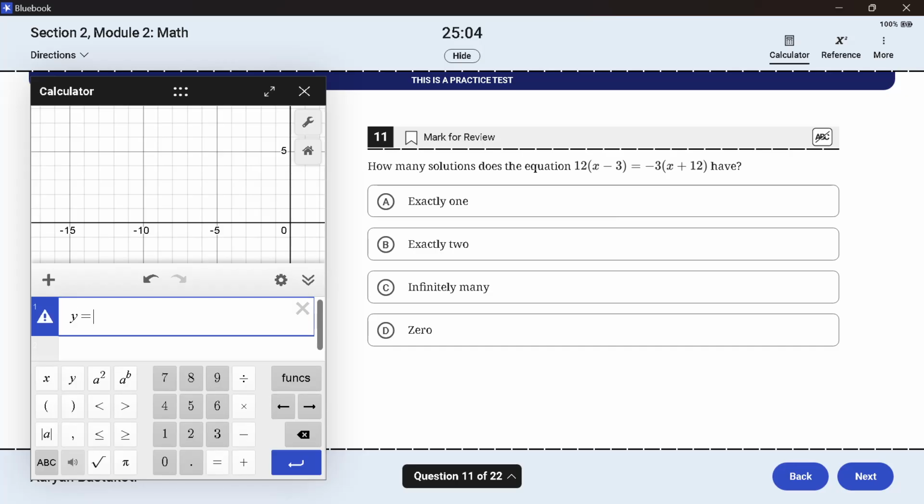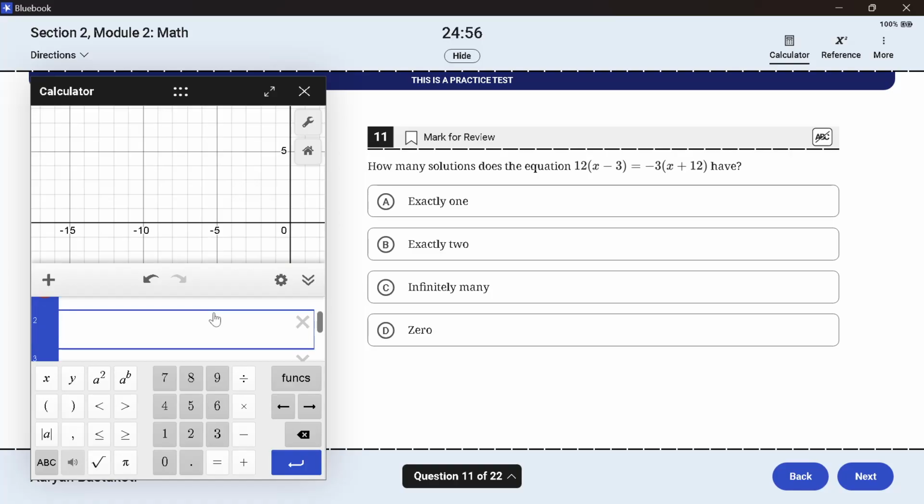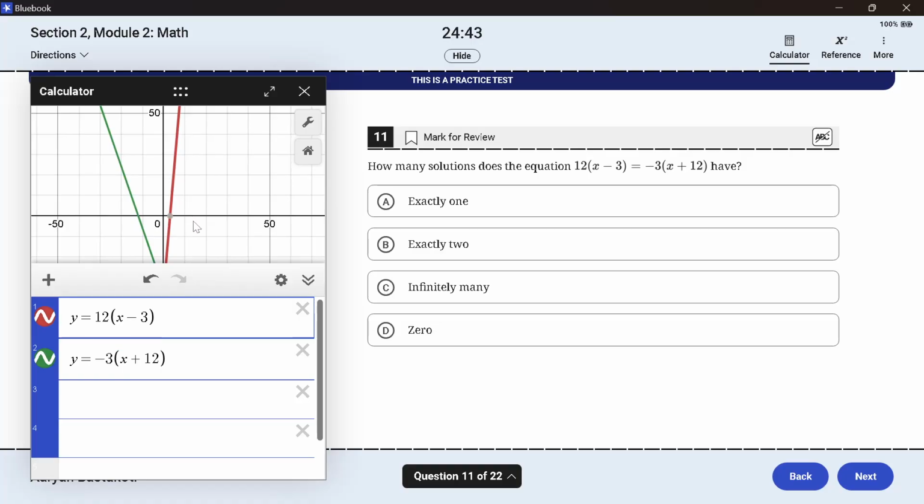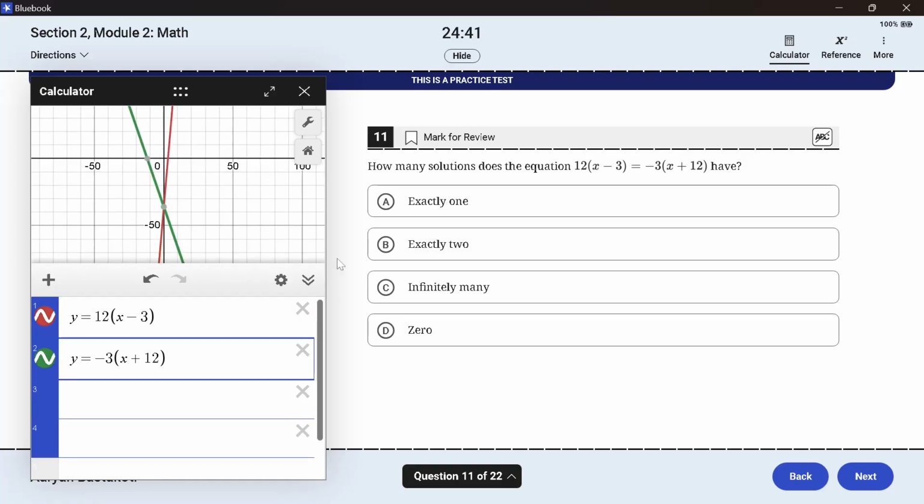But you can easily do it in Desmos again. You enter y = 12x - 3 as one equation, and the next y = -3x + 12, and since we can see that these lines do intersect at one point, this system has one solution.